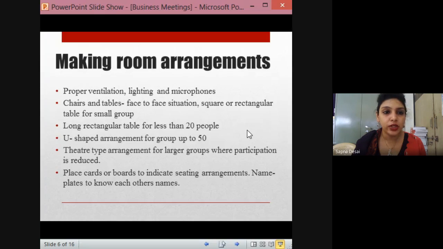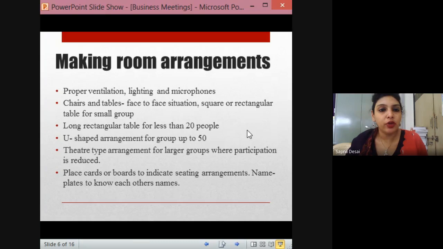Long rectangular table for less than 20 people. So a simple long table is enough. A conference room table is just enough for 20 people, but a U-shaped arrangement for a group of 50 participants. You must have seen a U-shaped table, where the seating capacity is more. If the number of participants is more, up to 50, then this kind of U-shape arrangement can be made.